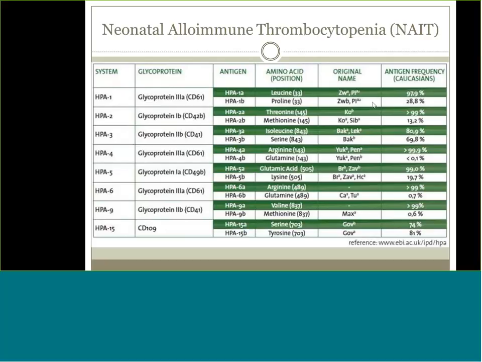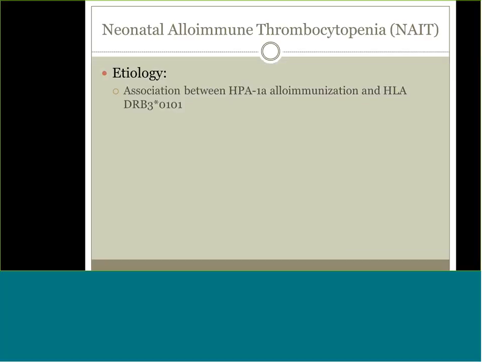So why don't we see 2% of pregnancies having this discrepancy? That's because of another association between HPA1A alloimmunization and HLA-DRB3*0101. If mom carries that HLA type, it's thought, because of the way DRB3 presents the HPA1 antigen to the rest of the immune system, to be more antigenic. It presents more antigenic epitopes. And so it's because of this association that we don't see it in 2% of our patients.